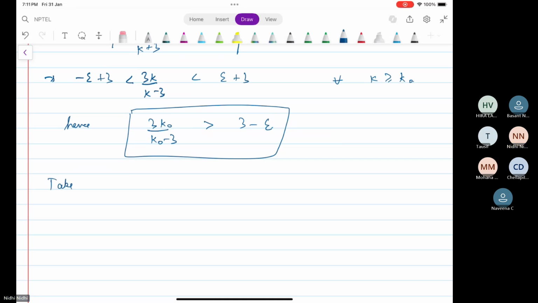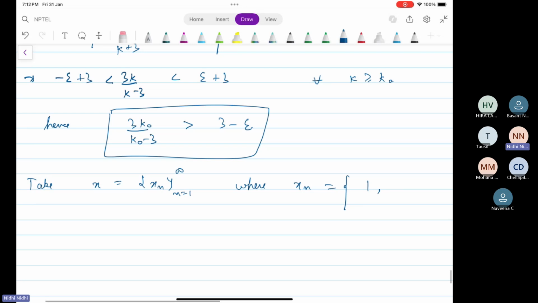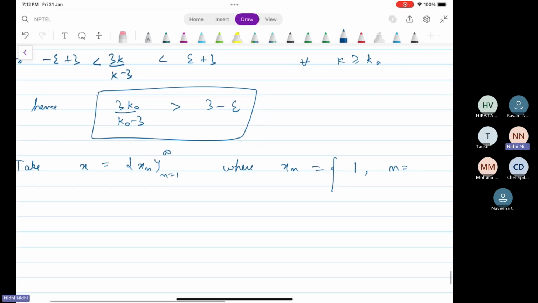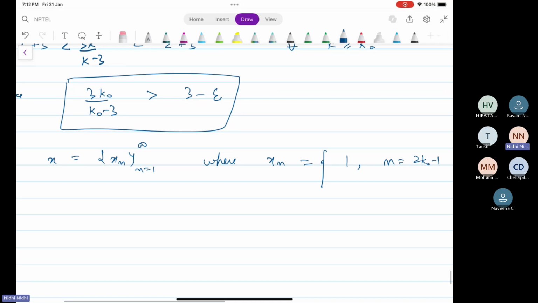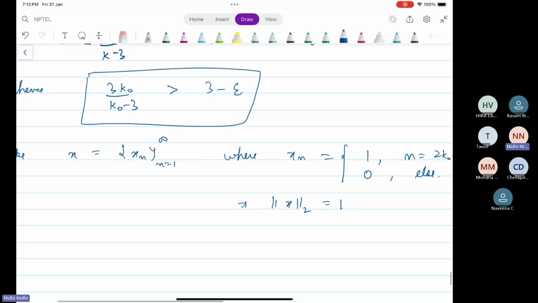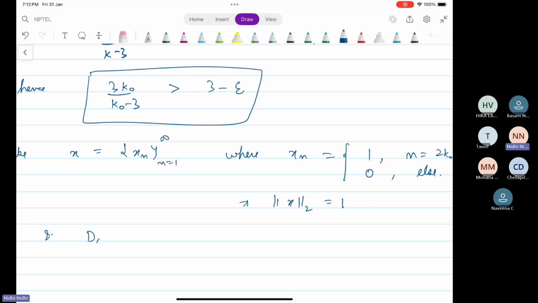Take x to be the sequence xn where xn is equal to 1 for n equals to 2k naught minus 1, and else it is 0. So we have just one term in the sequence 1, one non-zero term, rest of the terms are 0. So this gives us that L2 norm of this x is equal to 1, and what will be dux?